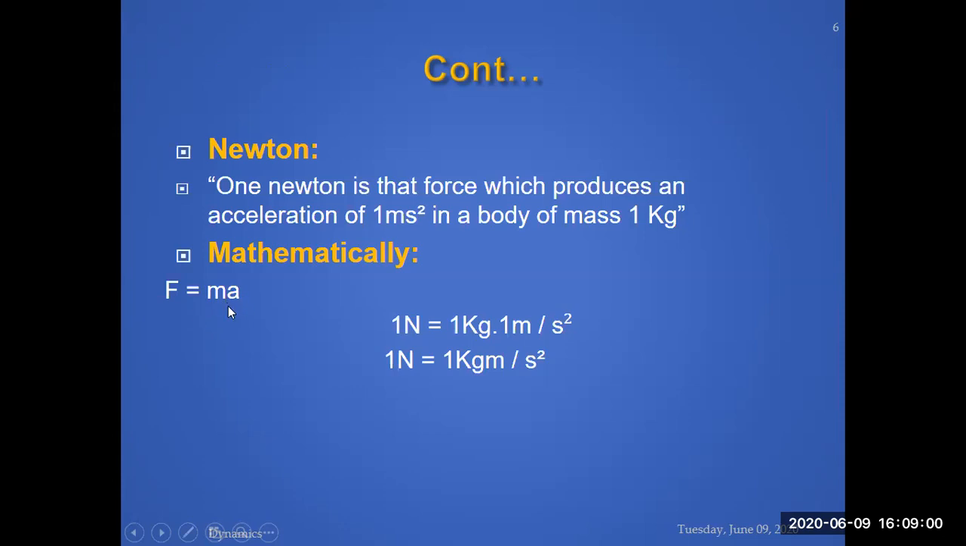The proper sequence is that when we apply a force on a body of mass 1 kg, it produces an acceleration of 1 meter per second square. Then the magnitude of that force is 1 Newton. This is the way you will define the 1 Newton force.